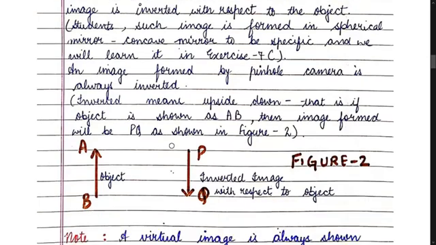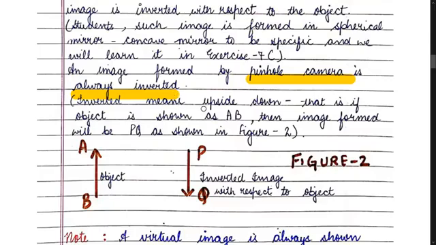So students, earlier in class 6th, you have heard about pinhole camera. So students, an image formed by a pinhole camera is always inverted. Now what do we mean by inverted?